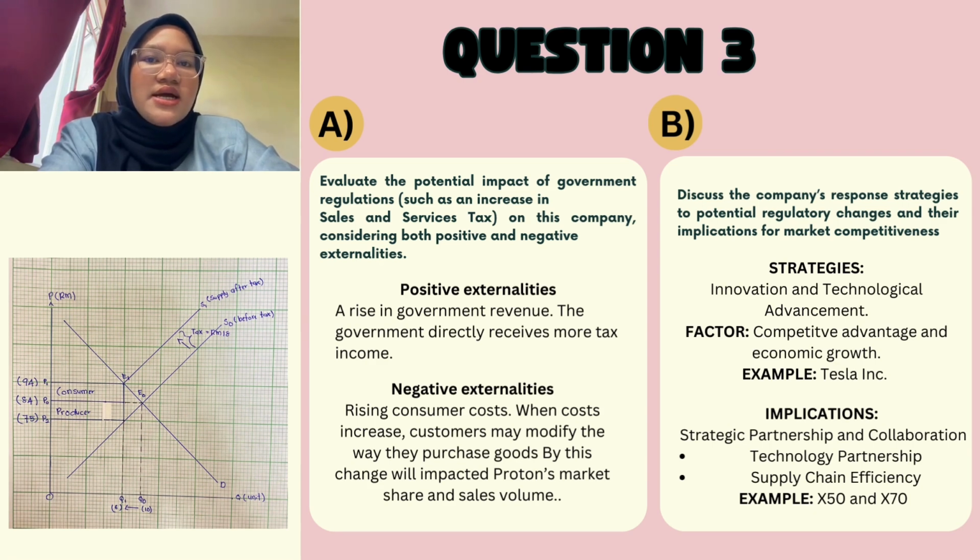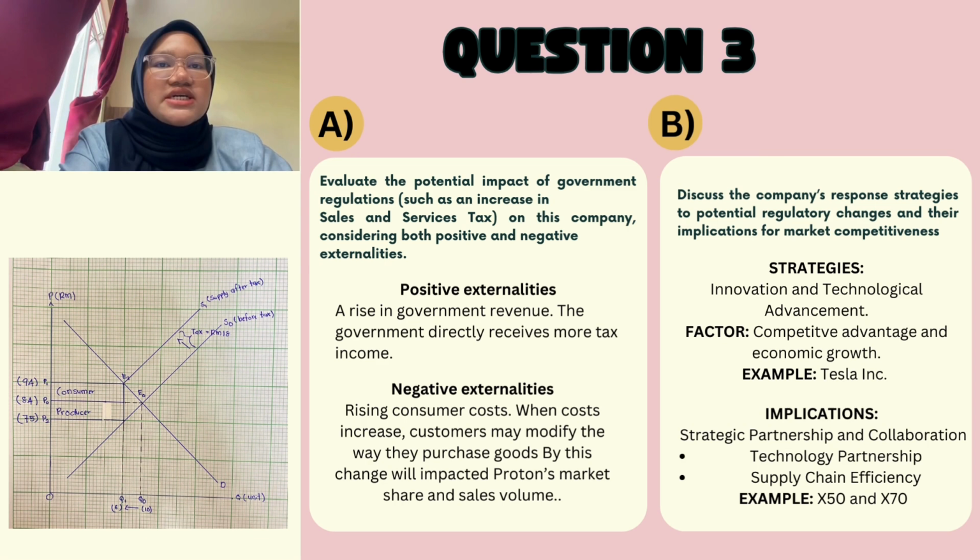So, quarter market share and sales volume may be impacted by this change, especially in markets where customers are more price conscious. For B, I need to discuss Proton's response strategies to potential regulatory change and their implication for market competitiveness. My answer is the strategy that Proton Holding Berhad can use is innovation and technological advancement. Proton can focus on innovation to meet regulatory standards more efficiently or to differentiate itself in the market.